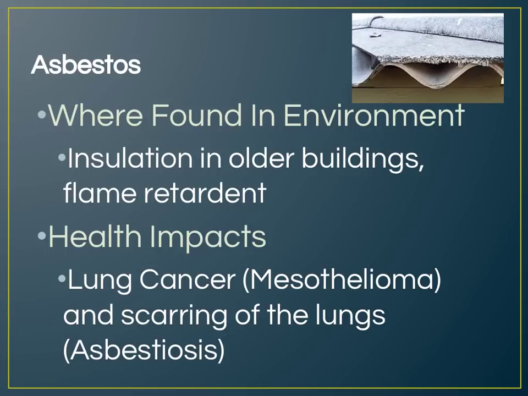So the next toxin is asbestos, and this is an old insulator. It was banned because it causes lung cancer and scarring of the lungs, and it was banned, but it's still in old buildings. So if the buildings are older than 30 or 40 years old, they could have asbestos. In the '94 Northridge earthquake, a lot of the asbestos came out of the walls because the walls had crumbled, and so they had to do asbestos removal in some old buildings. So it's fine as long as it stays in the walls and the ceiling and it doesn't get exposed through an earthquake or demolition, then it's fine. Actually, it doesn't hurt you at all.